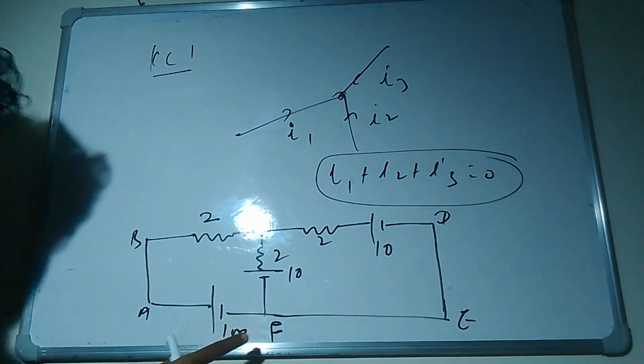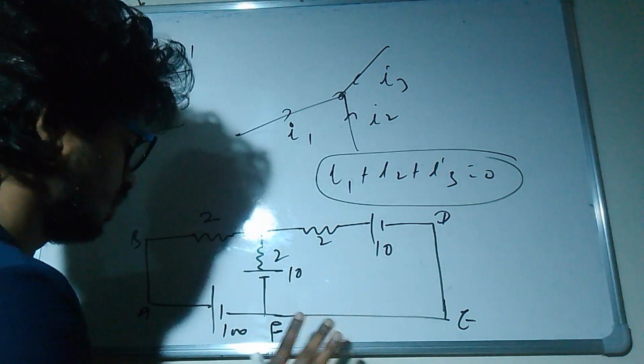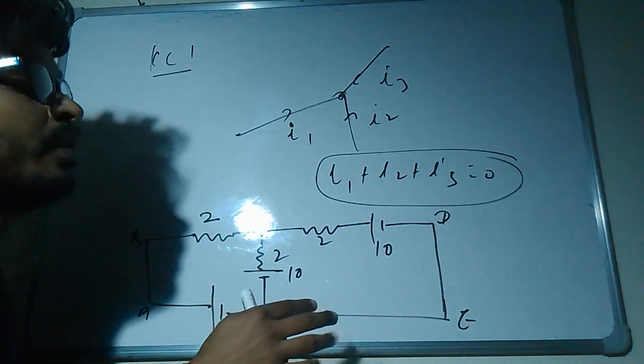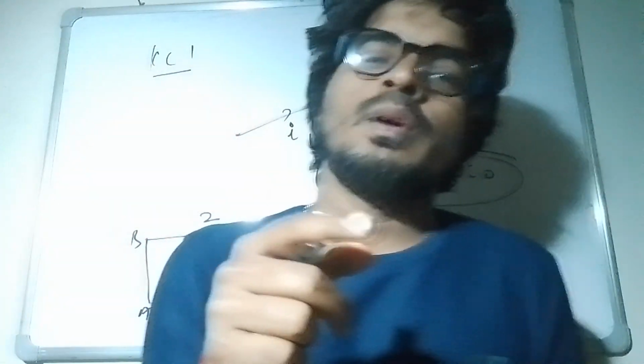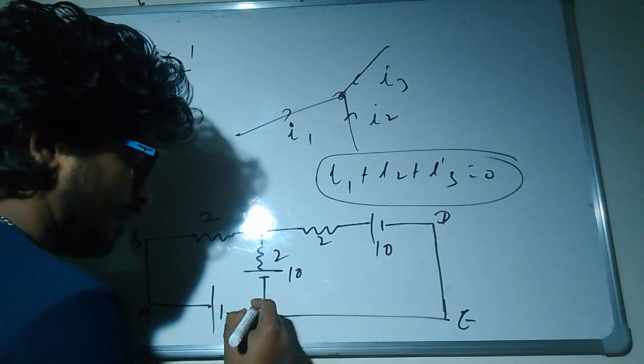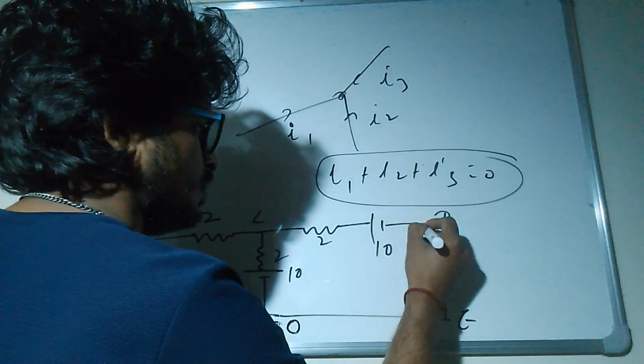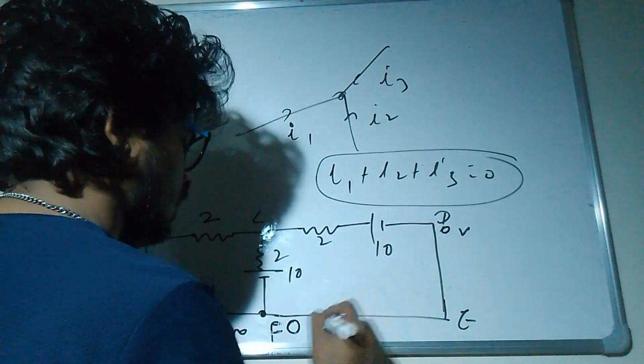To solve this question, you can take any point as a reference point, 0 volt. You can take any one, but try to take the reference point which is connected to the most wires. If you see, this point is connected through this and this, so I'm taking F as 0. So this is 0, this will come here 0, so this is 0 volt.